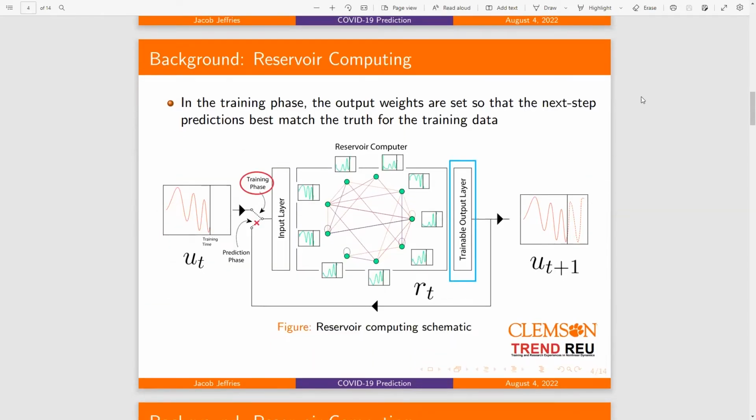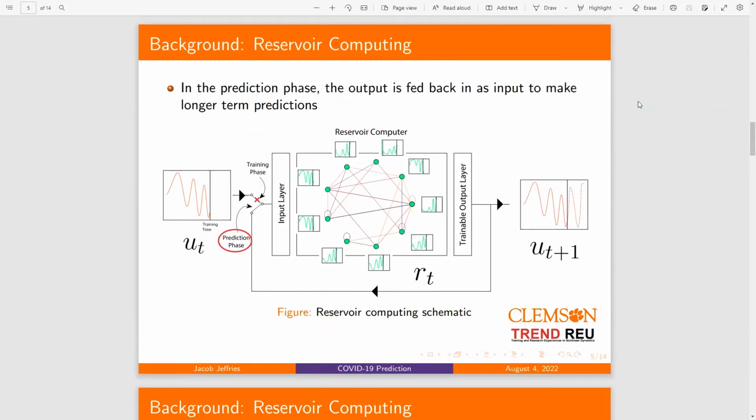In the training phase, which is roughly represented by this connection right here, the input signal is fed into the reservoir. The reservoir is then output into an output layer, outputting a prediction. Most importantly, only the output layer is trained, and it is trained to recover the original input. In the prediction phase, this connection is shut off. The loop is closed. The output is fed back into the reservoir and then back to the output, which creates predictions for a longer term.